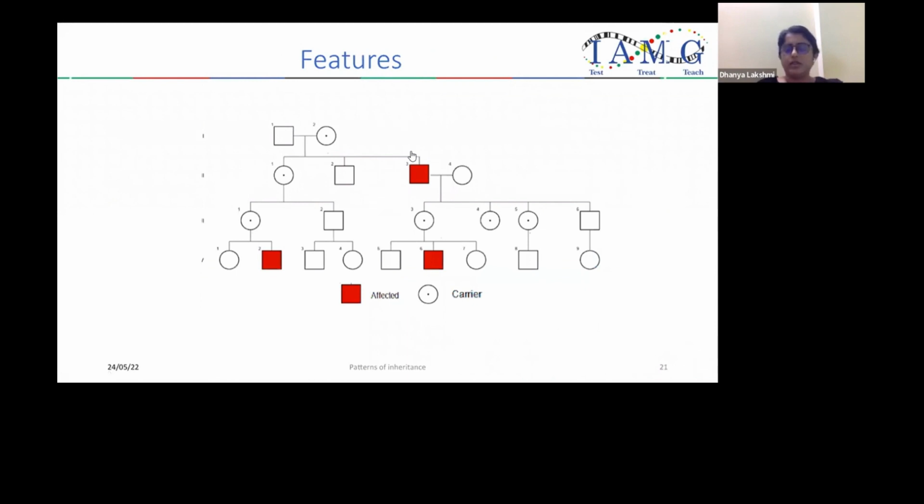Some of the features in an X-linked pedigree would include, so here this pedigree depicts an X-linked recessive pedigree. Here the affected individuals are all males and carrier females carry the variant, but they do not have any phenotypic manifestation. And here male to male transmission is not seen, and a male transmits the disease to another male through the intermediary of a non-affected carrier female.